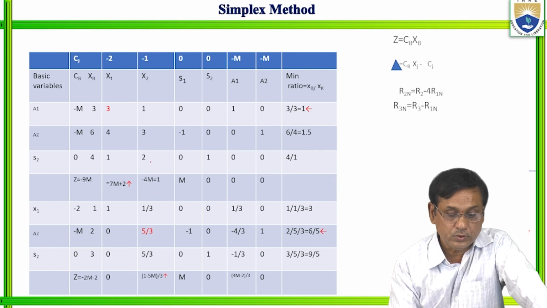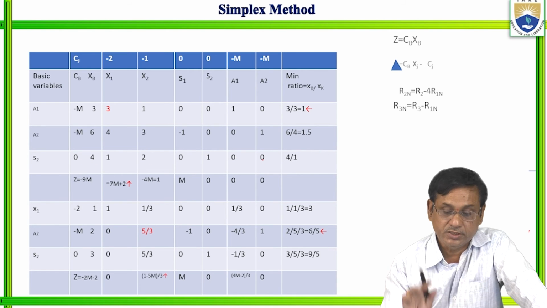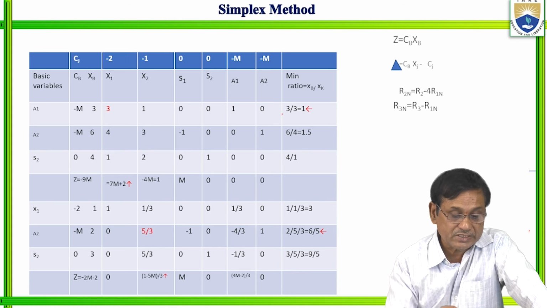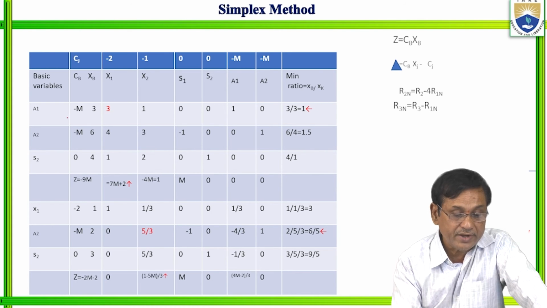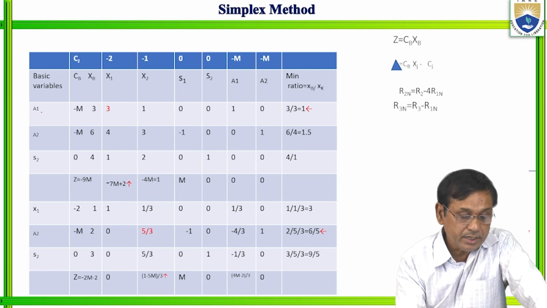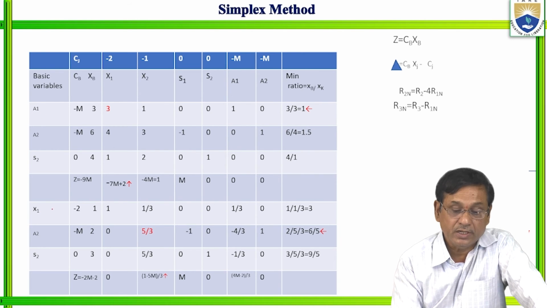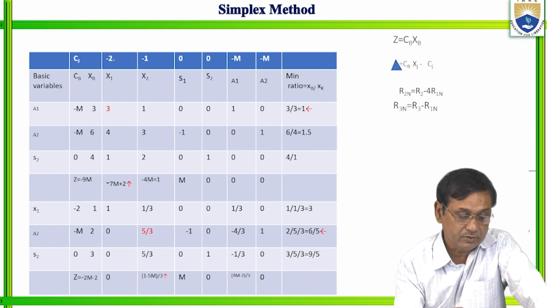0, 4, 1, 2, 0, 1, 0, 0 is this one. So we decided the first row is the key row and the first column is the key column, and the key element is 3. Now divide that key element by 3. You write here, so A1 is replaced by X1. X1 coefficient is minus 2.